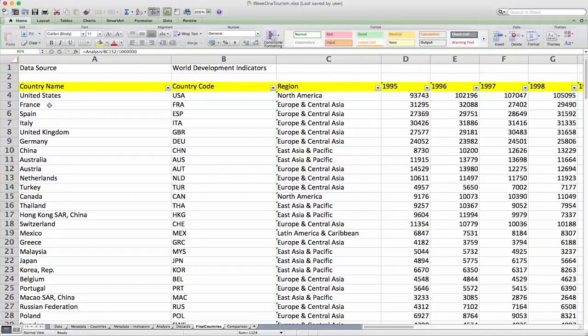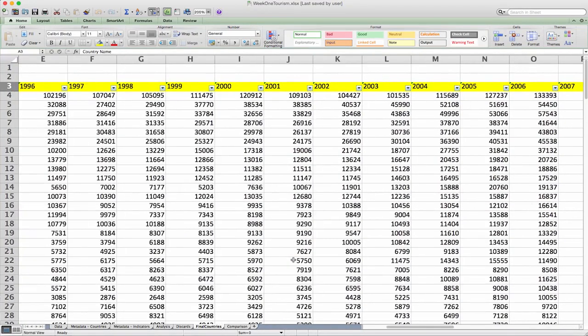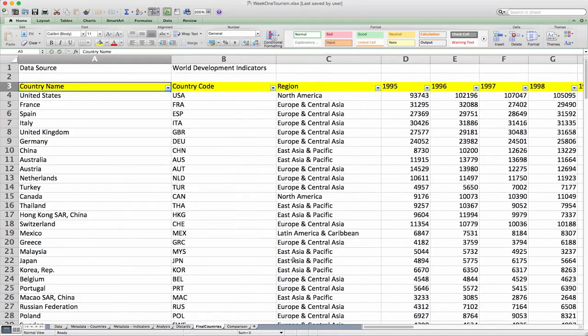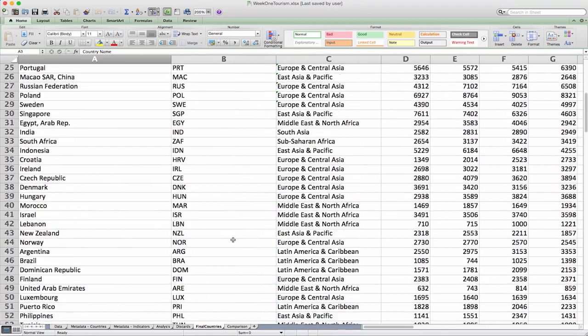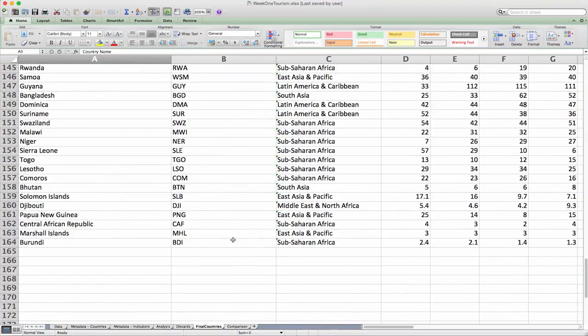In our first session, we kicked off a statistical study with a dataset that we downloaded from the World Bank website. Now, on our spreadsheet, we have columns labeled country name, country code, region, followed by 16 years. And then we have the summary measures that we were talking about. We have all the way up to row 164, which is 161 countries worth of data.